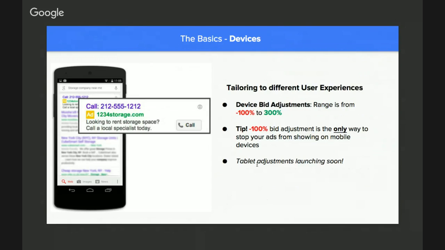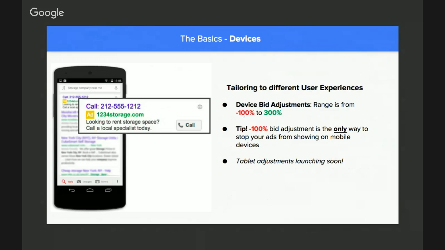So the last thing I want to talk about that every single campaign has is devices. So you can make device bid adjustments. So if you want to show higher on mobile devices because you really want phone calls, or if you don't want to show at mobile devices at all, you really need to look at the device settings. So currently, the only way to get your ads to stop showing on mobile devices is to do a negative 100% bid adjustment. There is no other way to get your ads off of mobile. You actually have to go to settings, click devices, click the little hash mark next to mobile devices, and bring it to a negative 100% bid adjustment.